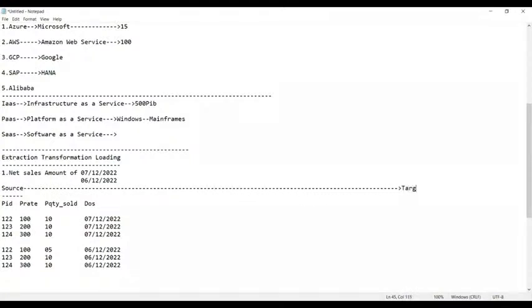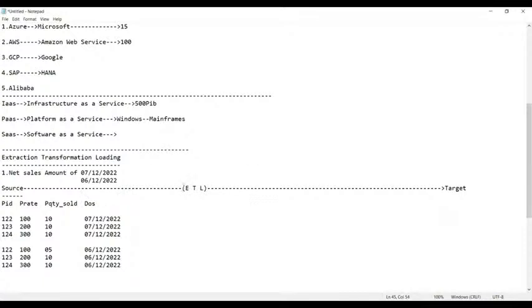Am I right? Yes, guys, source and the target. Between the source and the target, we apply the process of ETL, which stands for extraction, transformation, and loading. You know this: what is extraction, what is transformation, and what is loading. Now, guys, let us start the process of ETL.